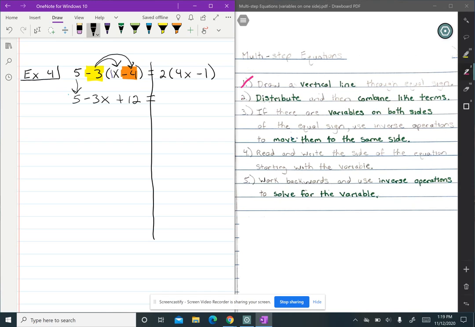Then on the right-hand side, we also can distribute. So we can multiply the 2 by everything inside the parentheses. 2 times 4x will give us 8x. And then 2 times -1, because again, we have to take the sign in front, will give us -2.